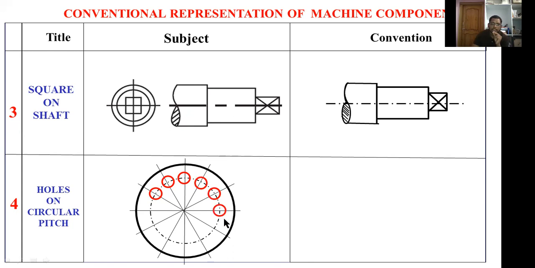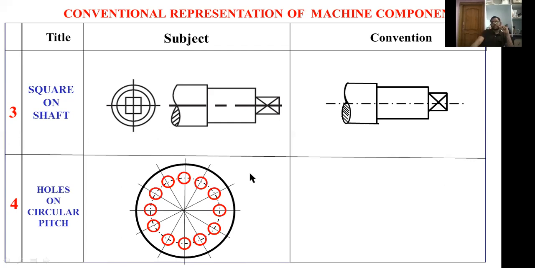This one is the sixth circle. This is the seventh circle. This is the eighth circle, ninth circle, 10th, 11th circle, and this one is the 12th circle. So in real time, drawing all these circles takes a lot of time.